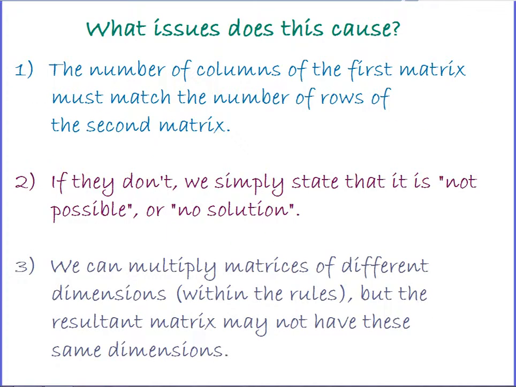There's a couple of issues that this causes. First of all, the number of columns of the first matrix has to match the number of rows in the second matrix. Otherwise, you won't have an even number of elements to multiply together. If the number of columns in the first doesn't match the number of rows in the second, you simply state it's either not possible, or you could say no solution. And third, you can multiply matrices of different dimensions within these rules, but the resultant matrix may not have the same dimensions as where you started.